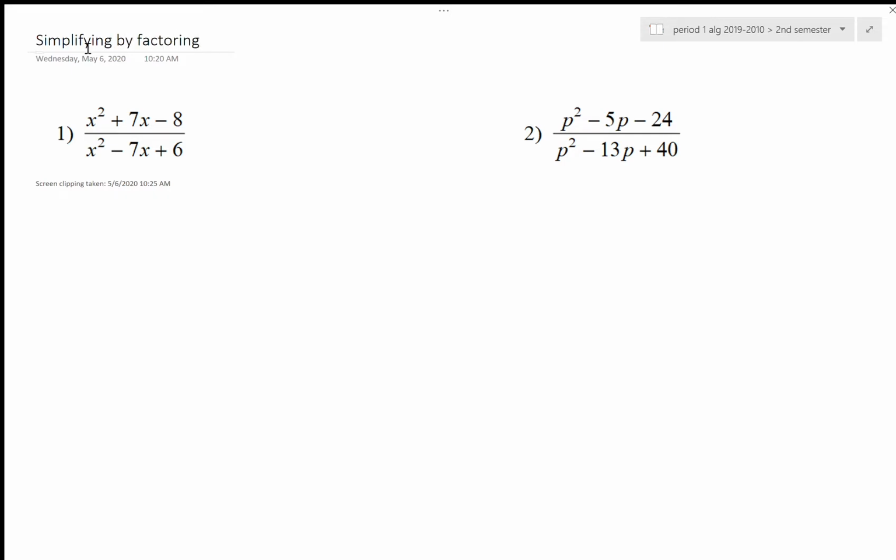Alright, you guys, so what we're going to do today is simplifying by factoring. It's a little different from the last two we did.